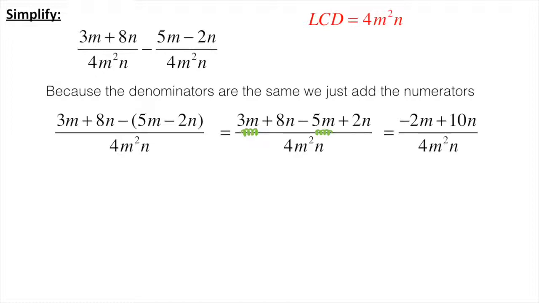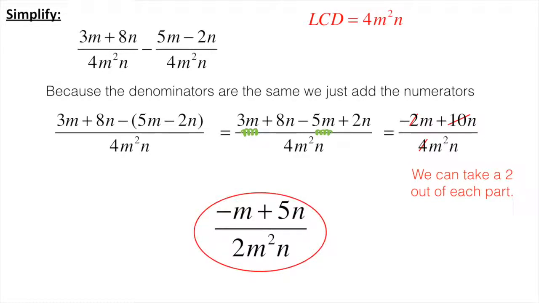All right, now this looks like we're pretty much done here. The problem with this is it's not completely reduced. Okay, I've got 2, 10, and 4. So I look at those and I say, okay, I can take a 2 out of each of those parts. I can reduce it all by 2. So I'll do that. I'll divide each part of those by 2. That will give me a negative, there we go, each one of them by 2. I get a negative m plus 5n all over 2m squared n. This is my final answer.